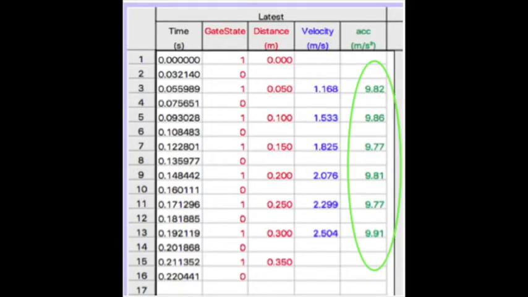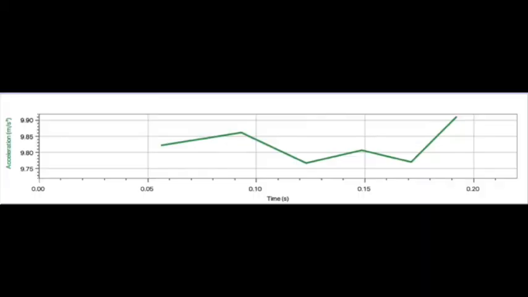Now, let's take a look at the chart for the acceleration of the object. The lowest value is 9.77 and the highest value is 9.91. The values are all right around 9.8. The graph shows the same thing. The values are consistently staying around 9.8 meters per second squared.